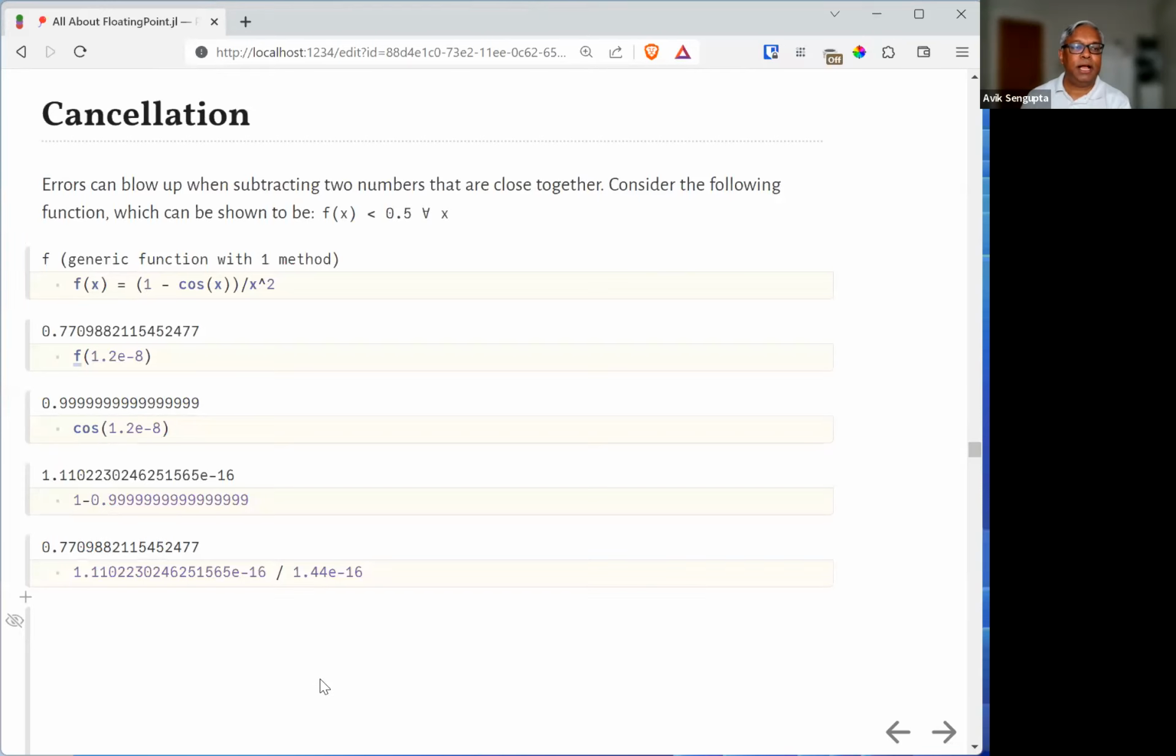Speeding up a bit, actually. Another way that you get rounding is cancellation when you're subtracting two numbers that are very close together. So if you have a function called (1 - cos x) / x^2, and you pass a very small number to it, you want actually 0, because cos of 1.2 times 10 to the power minus 8 is almost 1, and you're subtracting almost 1 from 1, and the answer that you get is 0.77, which is very, very wrong, right?